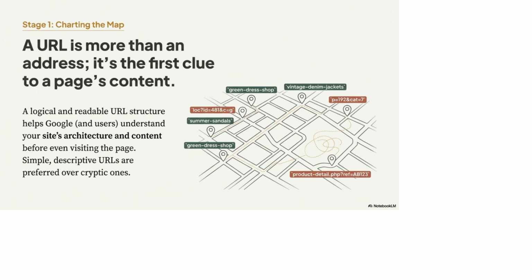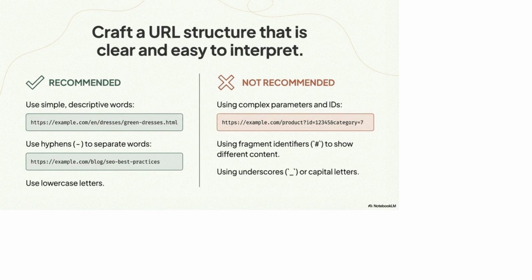Stage 1 is discovery, where a URL acts as the first clue to a page's content. A logical and readable URL structure helps Google and users understand your site's architecture. It is recommended to craft a URL structure that is clear and easy to interpret. Use simple, descriptive words, hyphens to separate words, and lowercase letters. Avoid complex parameters or fragment identifiers.